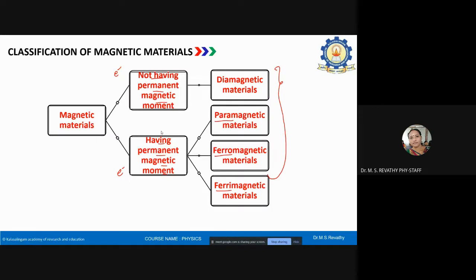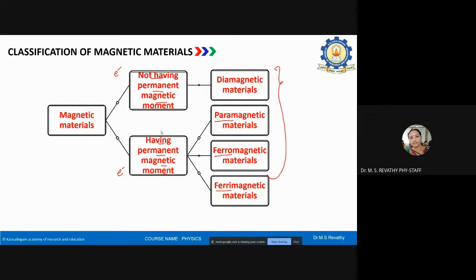So, classification of magnetic materials. We are going to classify the magnetic materials based on two categories. One is those materials which do not have a permanent magnetic moment, and the other is materials which have a permanent magnetic moment. So remember what is meant by a magnetic moment. This magnetic moment is purely due to the electron. The electron's behavior predicts the behavior of the magnetic material, whether you get attraction or repulsion, based on the spin magnetic moment of the electron.